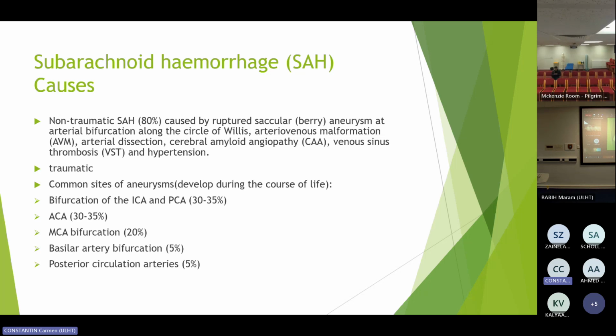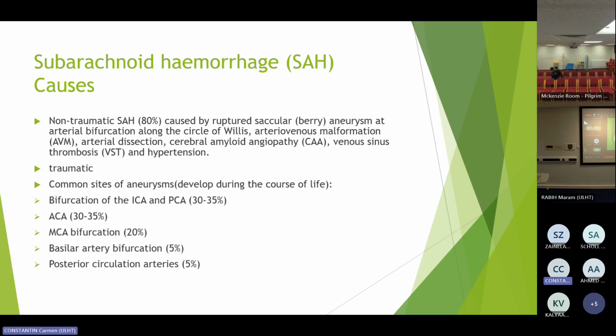So we have anterior cerebral artery 35%, MCA 20%, the bifurcation of the internal carotid artery and PCA 30-35%. Less often in posterior circulation, you can see the basilar artery bifurcation, just 5% risk of site of aneurysm, which is good in the way that, for example, basilar artery aneurysm hemorrhages are generally life-threatening.